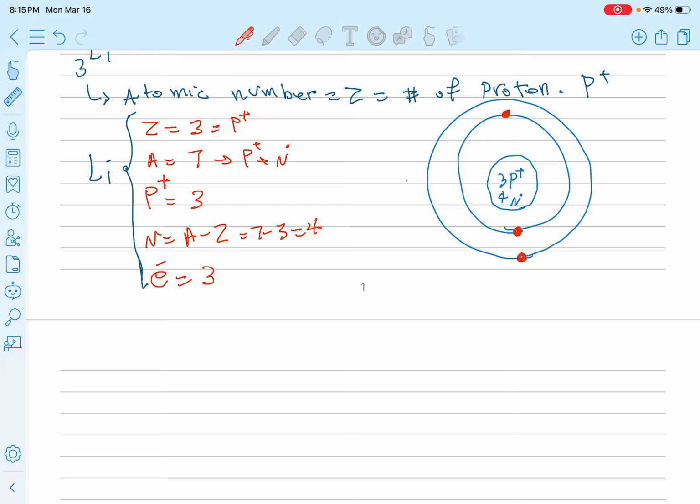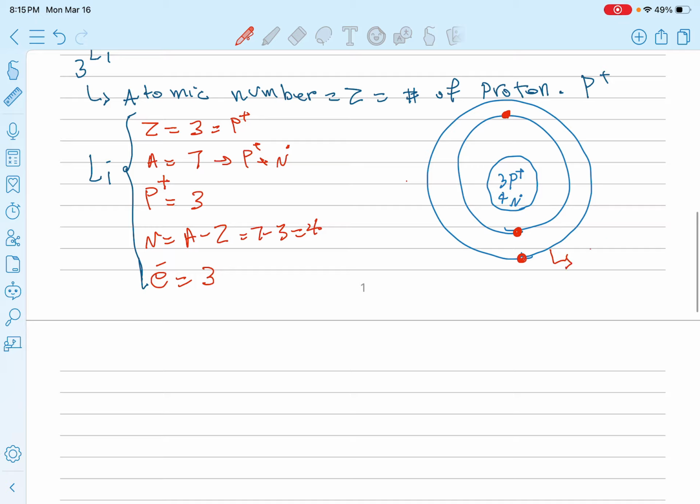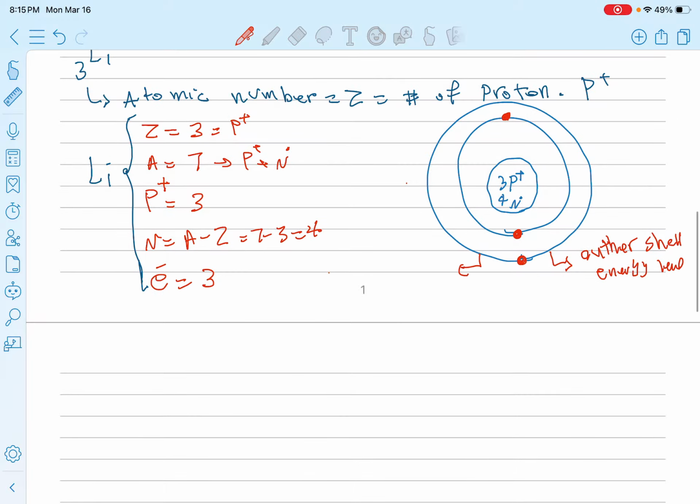For any element, when you are drawing the Bohr model, this last energy level we call the outer shell energy level, or the valence shell.